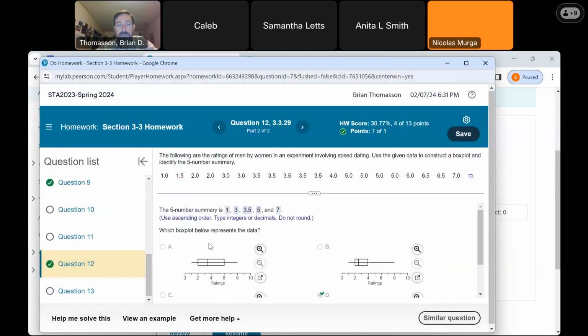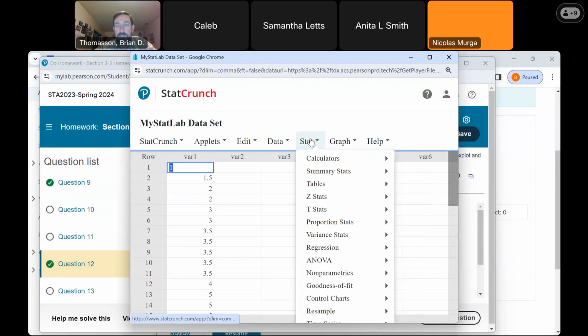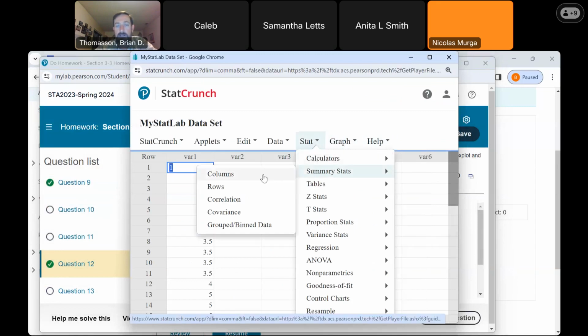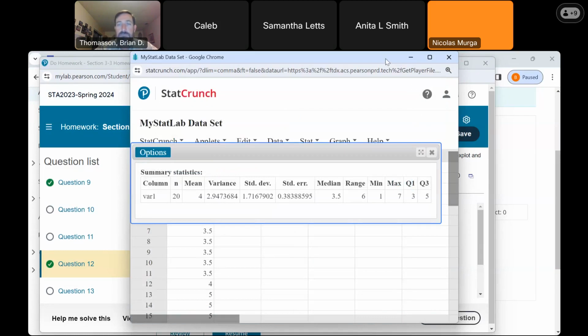All right, and then question 12. They gave us this data set, and they're asking for the 5-number summary and then a box plot. So we'll open this up in StatCrunch, and we do the same thing as we did before. We go to summary stats and columns, select that variable, and the default information is fine. We can hit compute.